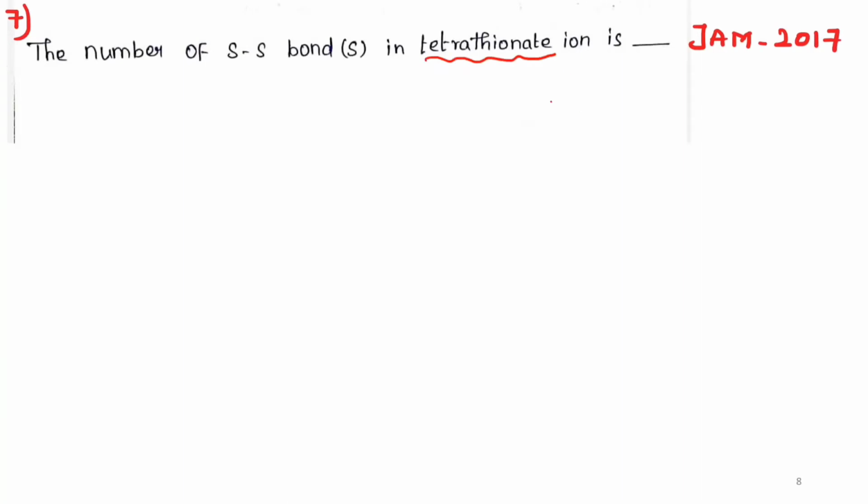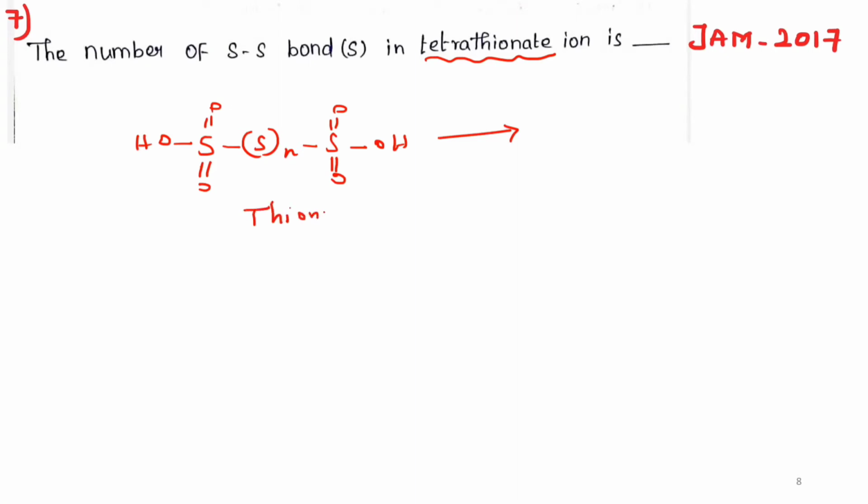They ask what? The number of S-S bonds in the tetrathionate ion. What is tetrathionate? Please note. This is the formula: S double bond O and double bond O, here S, and S double bond O and double bond O, here OH. This is okay, thionous acid. Now I remove what? This is thionic acid.